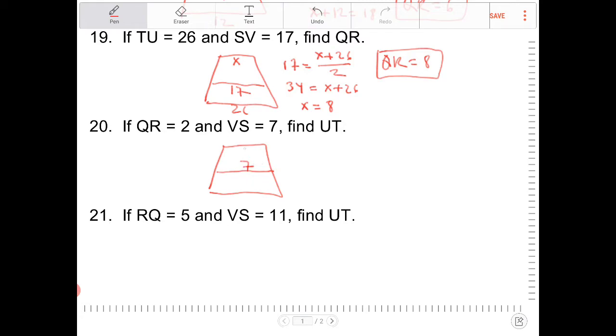VS is 7, QR is 2. I need to find out what UT is, which I'm going to call x. So 7 is equal to 2 plus x over 2. Multiply by 2, I get 14 is equal to 2 plus x, or x is equal to 12. So UT is equal to 12.